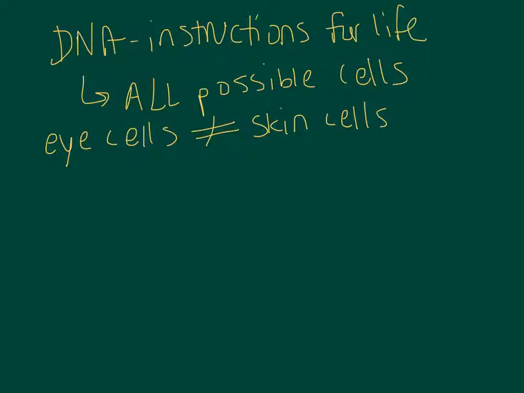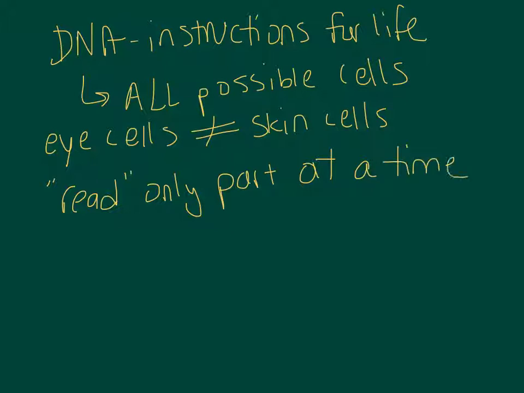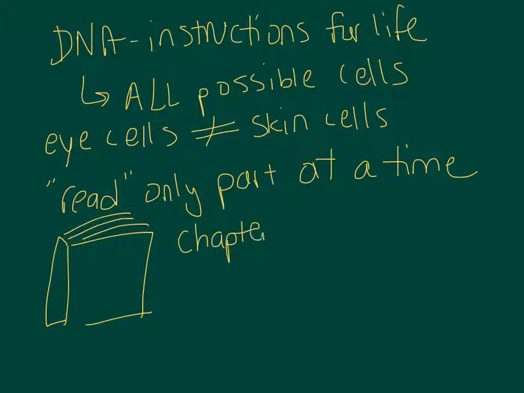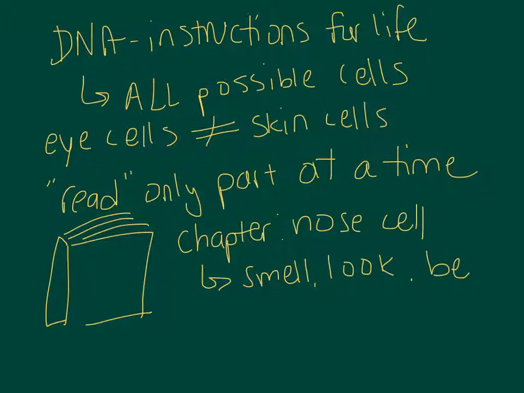So how does that work? Since DNA has all the directions for all the possible cells, you basically read only part of the book at a time. So an analogy would be, you have a book, and that book has every single possible instruction, but we're only going to read the chapter on how to become a nose cell. And in that nose cell, it tells you how to smell, how to look, and how to be. And that's exactly the same way it works for all your other cells.